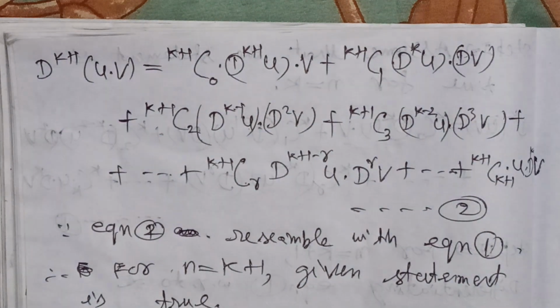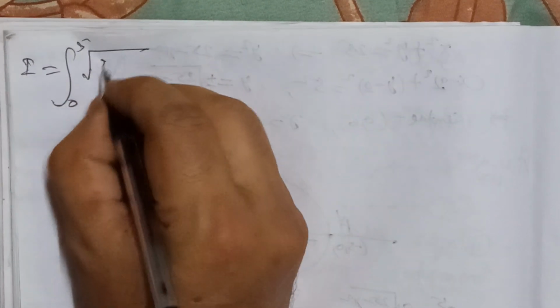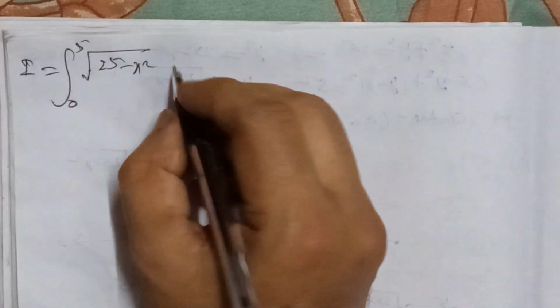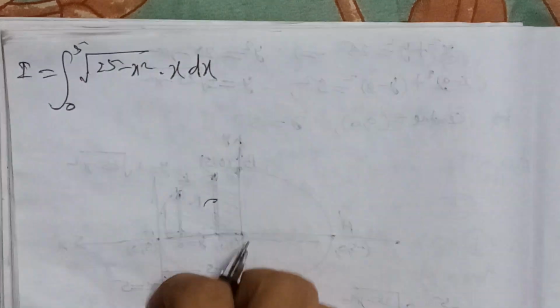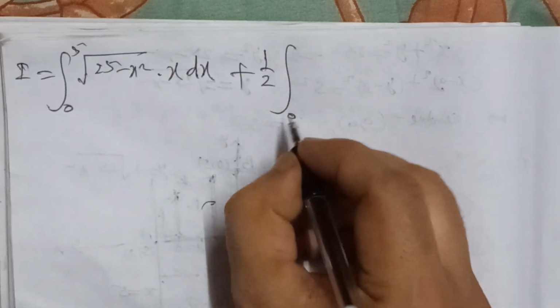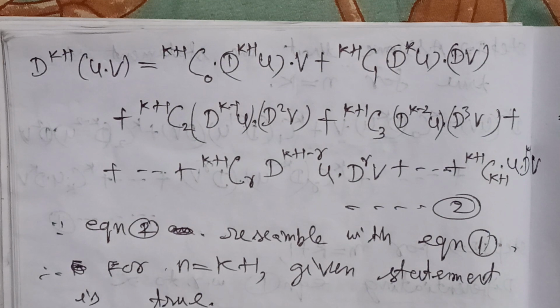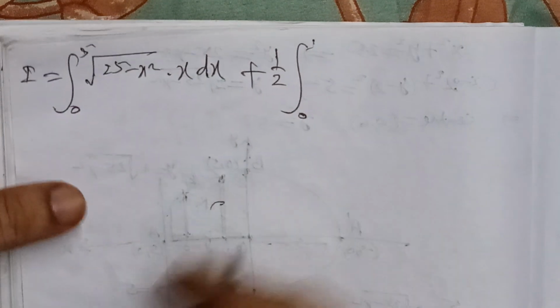I write limit 0 to 5 and integration of square root 25 minus x square times x dx. The second term is plus 1 by 2 integration from 0 to 5. We can integrate these two terms term by term.